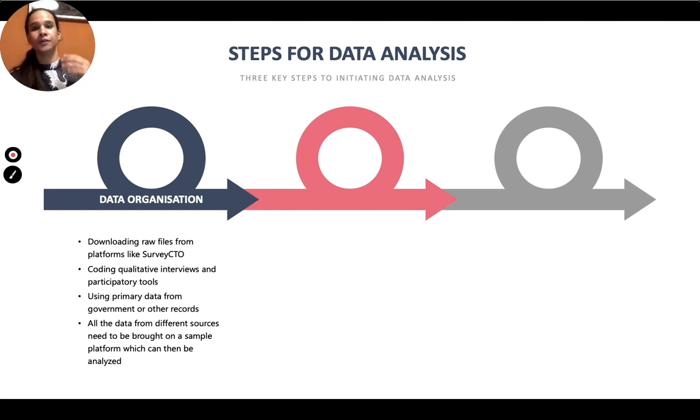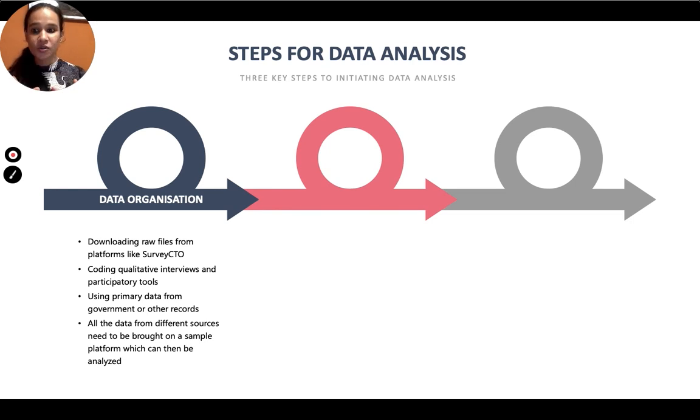Alternatively, if you are using pen and paper, then like mentioned in the earlier video, you do all your data entry and have one sheet which you are going to start looking at. You then need to go into coding qualitative interviews and participatory tools, if you've collected a lot of information on feedback of a program. You then need to look at all the different sorts of data you have and quantify it to some degree to see what major trends are emerging.